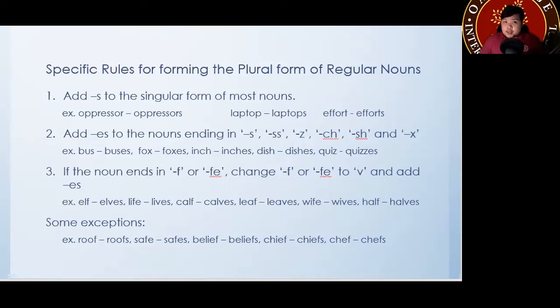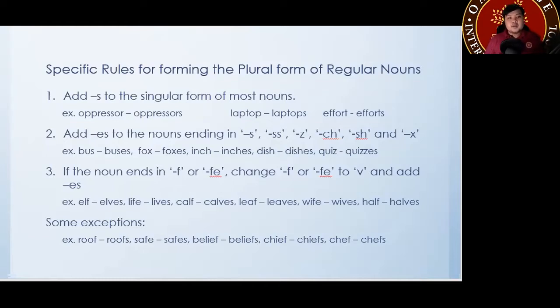But there are some exemptions to the rules. Sometimes you don't need to change the f or the fe to v and add es. Sometimes you just have to add s. Example: roof, roofs; safe, safes; belief, beliefs; chief, chiefs; chef, chefs. These are all exemptions to the rules. Not all the time, but these are just some exemptions.